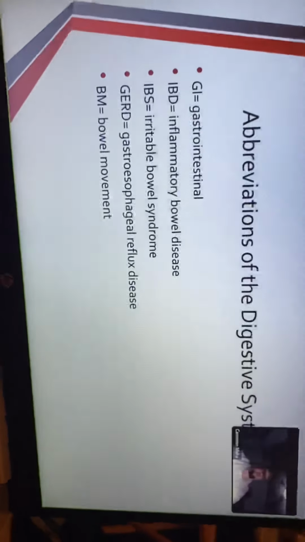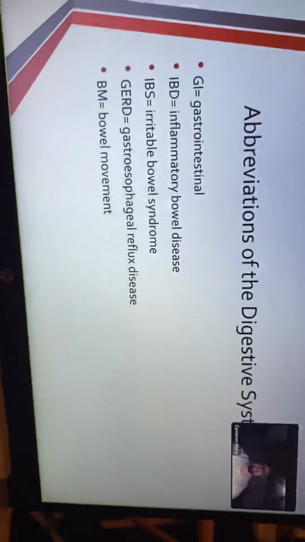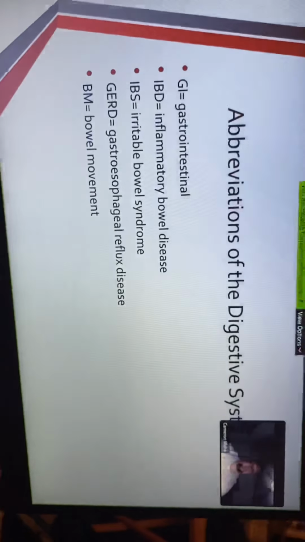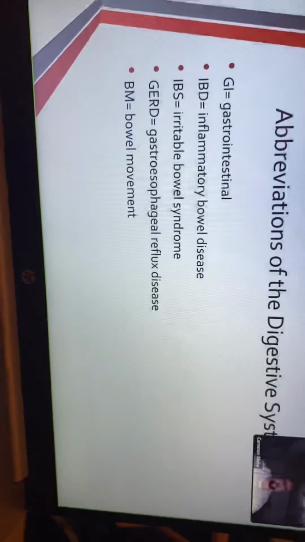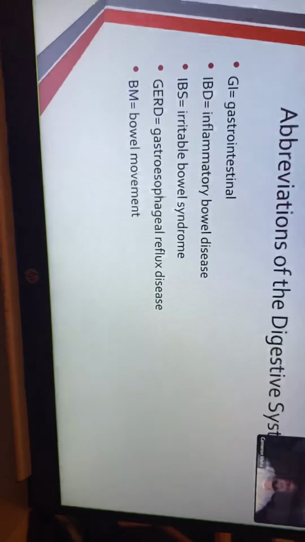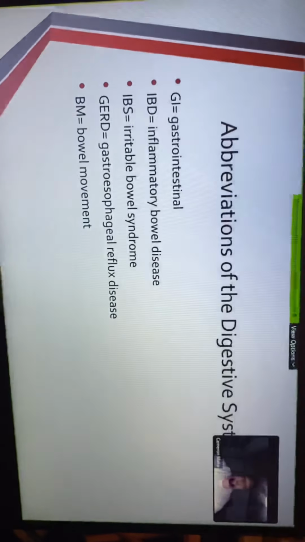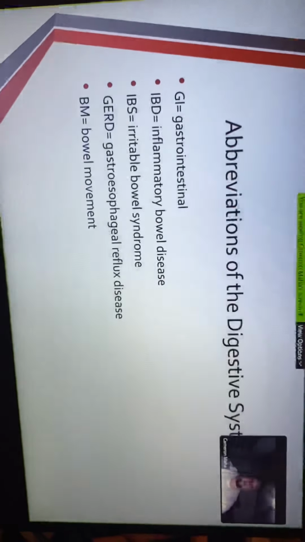So before we get too far along, it's important to understand some of these abbreviations that we're going to be seeing throughout the digestive system. So the first abbreviation we have is GI. This means gastrointestinal. We'll see this a lot when they talk about the gastrointestinal tract. A lot of times they abbreviate it down to the GI tract. Next, we have IBD, which means inflammatory bowel disease. This is a disease associated with the digestive system, and we will talk about it a little bit later on in the diseases and disorders portion of the presentation.